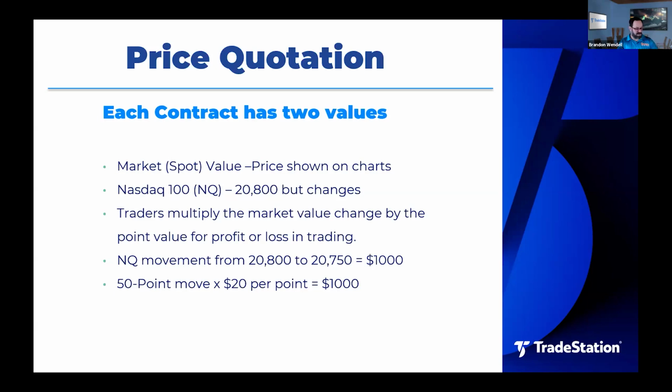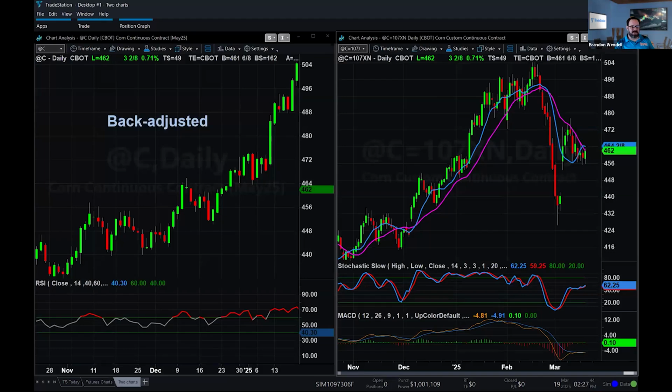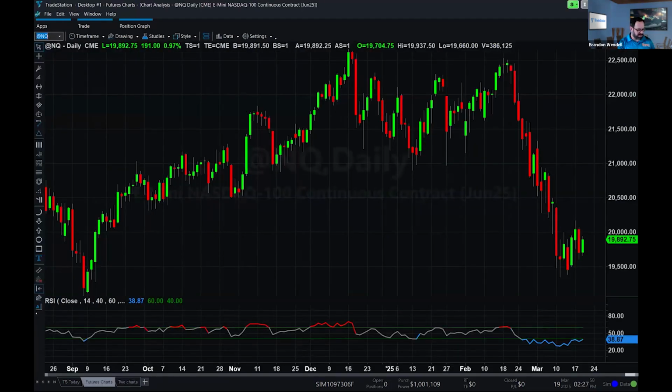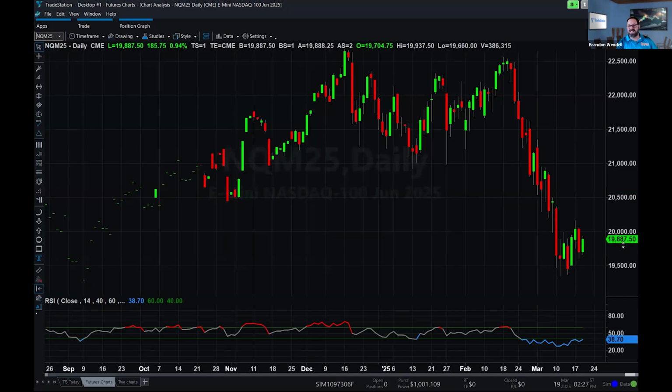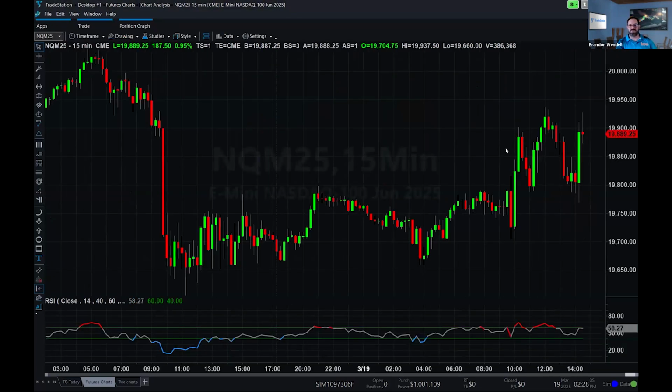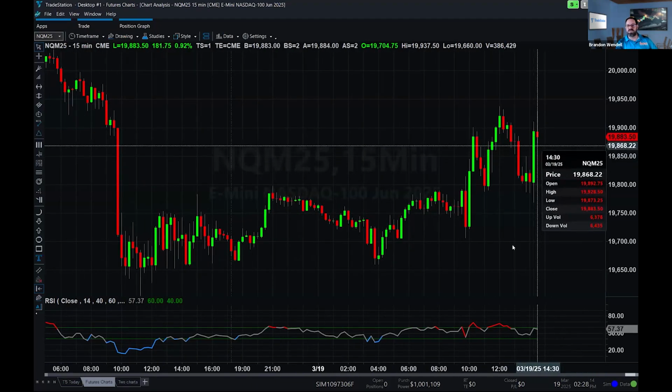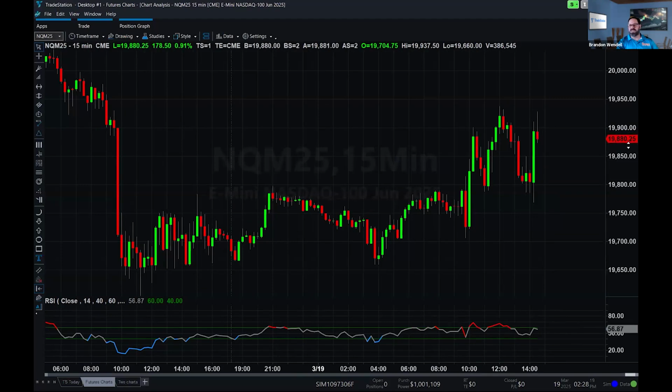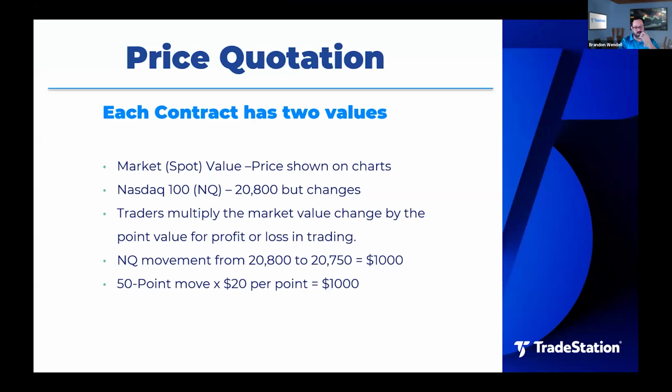That's on the NASDAQ. So if we were to go out right now, I actually have the NASDAQ up. Let's go to the specific one, NQM25. And this is live. This is the NASDAQ right now. We're at 19,889. Okay, and I'm on a daily chart. Let's go to 15-minute, just because I'm curious to see how much of a swing we just got, because the Fed announcement just came out, and you can see we're getting some price movement now, as expected. But anyway, when you get a 1-point move, you can see how it's moving in ticks at 0.25. But if you get a 1-point move, that is actually $20 of value, because that's the point value for the NASDAQ. So that is the price quotation, or what we call market value or spot value. And you have to multiply that by the point value to see how much you actually make or lose.